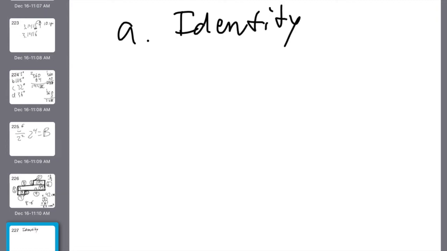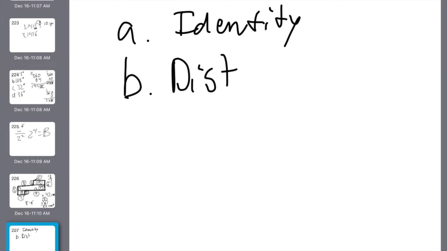Number 16, it says name each property. For A, guys, you're adding plus 0. That keeps half as a half. The answer stayed the same. That's identity. We've normally been using identity with multiplication. That's identity of addition. B, 5, 6, 7. I distributed that 5 through. The parentheses went away. That's the distributive property.